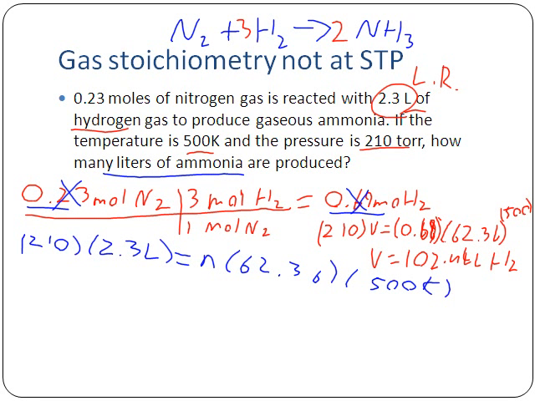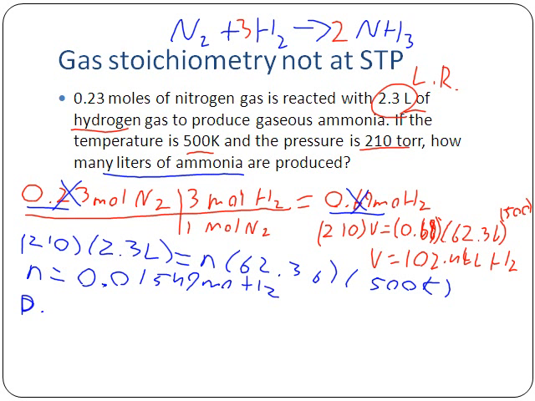So solving this out here, we would take what's now on the left side, 210 times 2.3 liters, divided by what's on the right, 62.36, and divided by 500 Kelvin. And so in this case right here, we get that the number of moles of our hydrogen gas is simply 0.01549 moles of H2. Now that we've got that, we're going to set up our table.